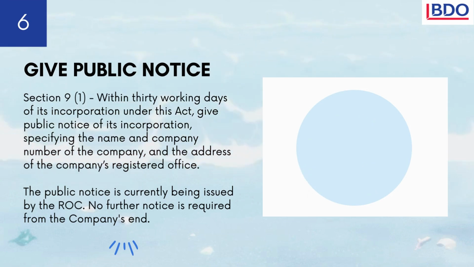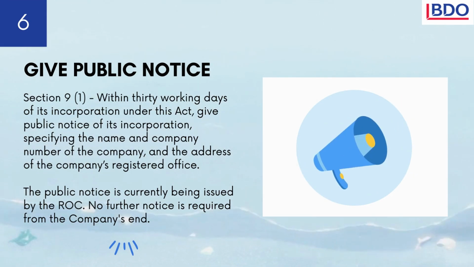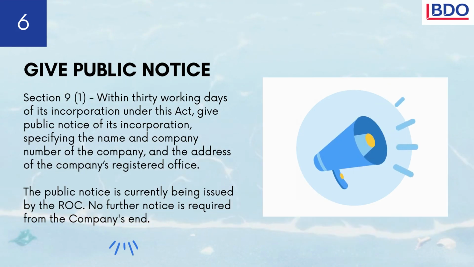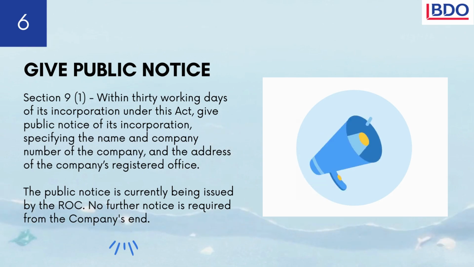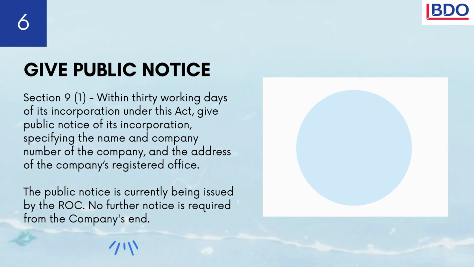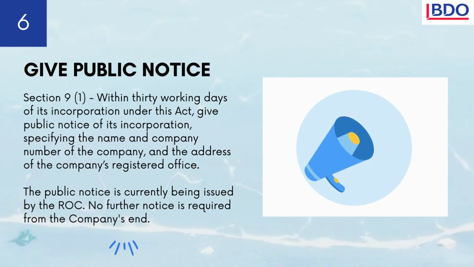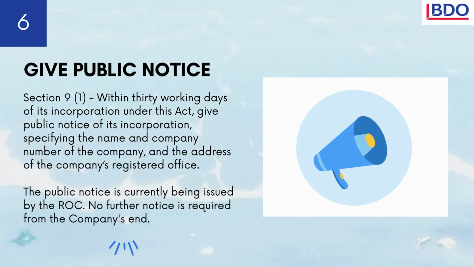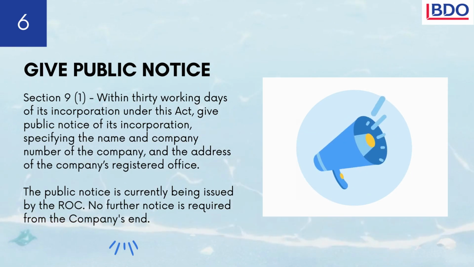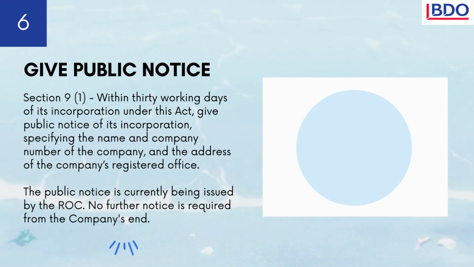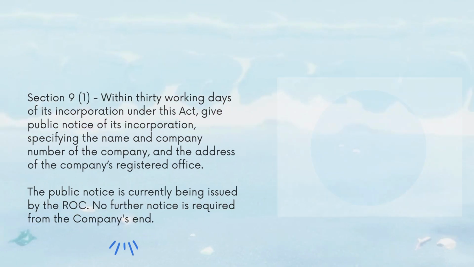Public notice. According to Section 9, Subsection 1 of the Companies Act, it is required that a company within 30 working days from the date of its incorporation provides public notice of its incorporation. This notice must include specific details such as the company's name, company number, and the address of its registered office. However, public notice is currently being issued by the Registrar of Companies. No further notice is required from the company's end.